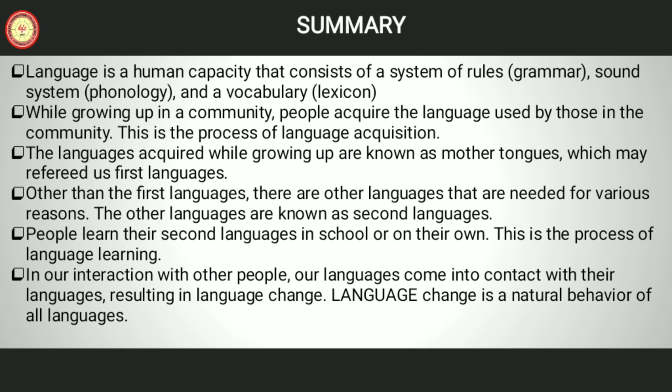So those are the types of communication. So to sum up, language is a human capacity that consists of a system of rules, phonology, and vocabulary. While growing up in a community, people acquire the language used by those in the community. So this is the process of language acquisition. The languages acquired while growing up are known as mother tongues, which may be referred to as first language. Other than the first language, there are other languages that are needed for various reasons. The other languages are known as second language. People learn their second language in school or on their own. This is the process of language learning.